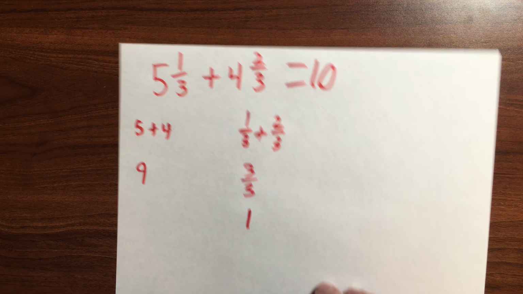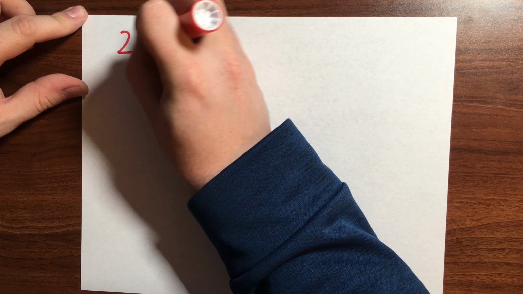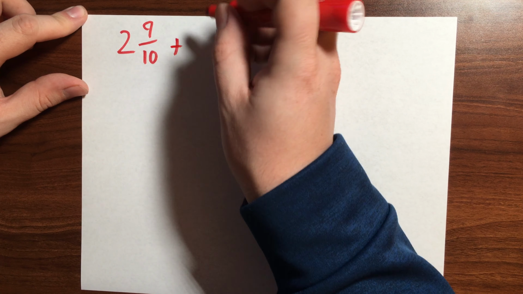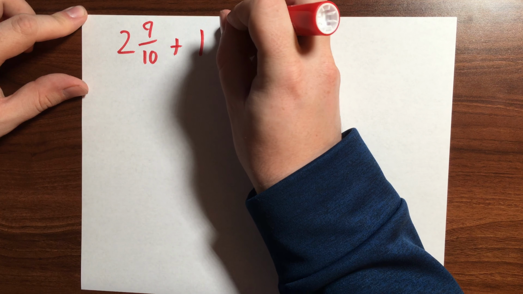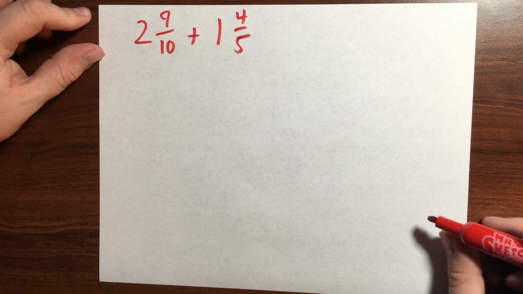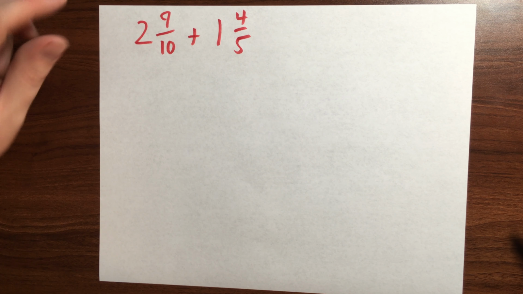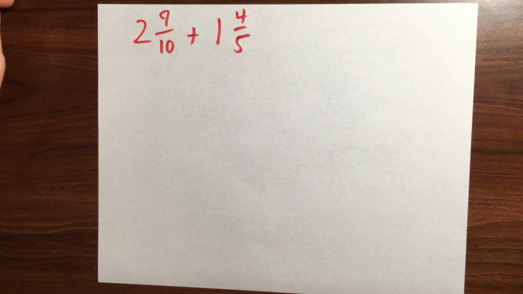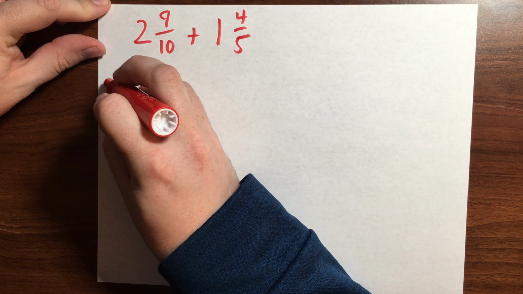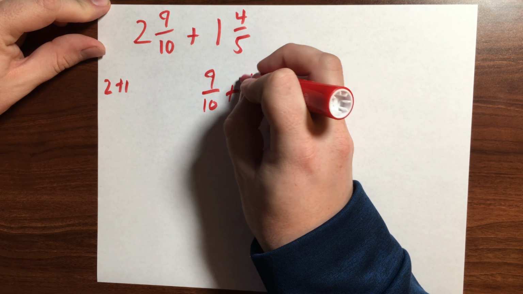Of course, not every problem is that easy. Let's take a look at a harder one. Let's say that I have 2 9/10 plus 1 4/5. I'm going to follow the same initial step, and I'm going to separate out my mixed numbers to have a whole number on one side and a fraction on the other. 2 plus 1, and 9/10 plus 4/5.